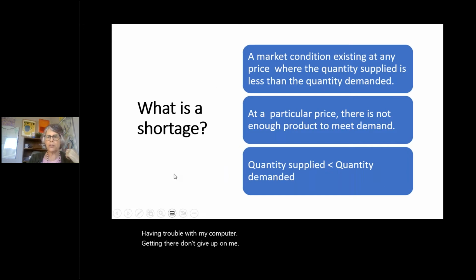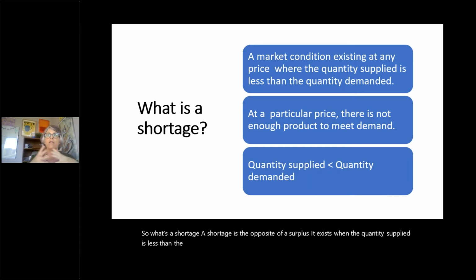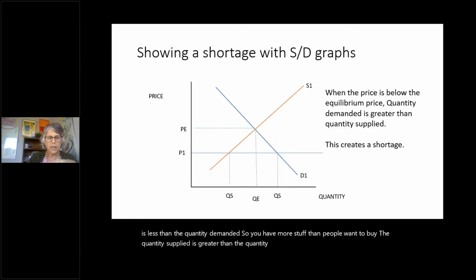So what's a shortage? A shortage is the opposite of a surplus. It exists when the quantity supplied is less than the quantity demanded. So you have less stuff than people want to buy. Now let's look at that on a graph. It's going to be like this.